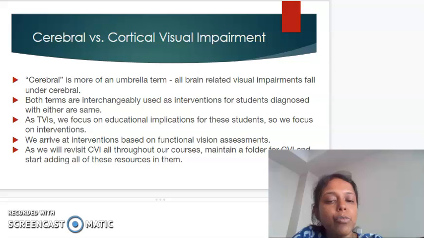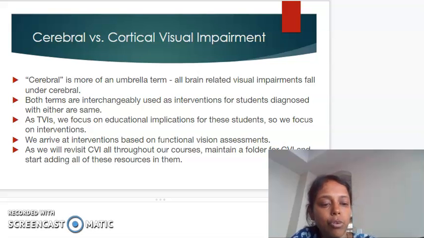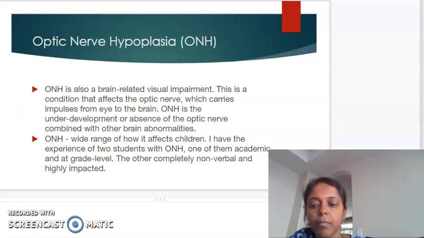As we will revisit CVI throughout our courses, I would recommend maintaining a separate folder in your drive, in the cloud, wherever you can go back to, called CVI, and you can split it into 3 areas: maybe assessment, interventions, and all these articles that we are giving. You can start collecting them, because you will be referring to them throughout your career. So start maintaining a folder on CVI and adding these resources in those folders.